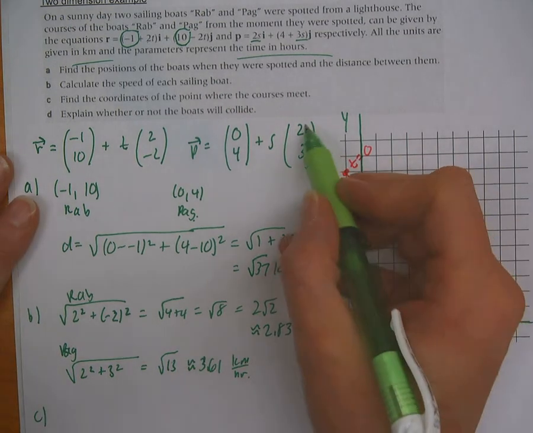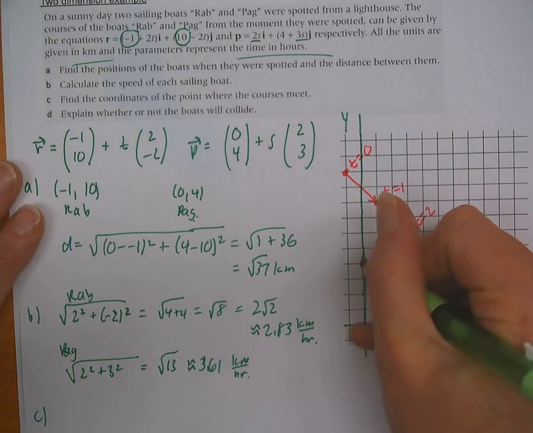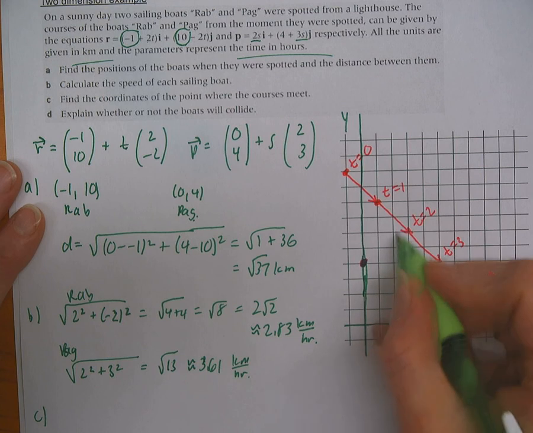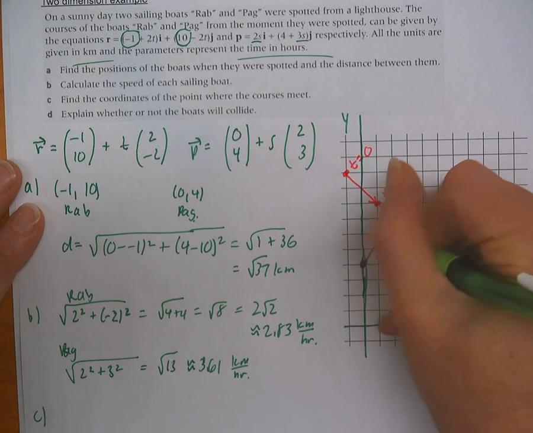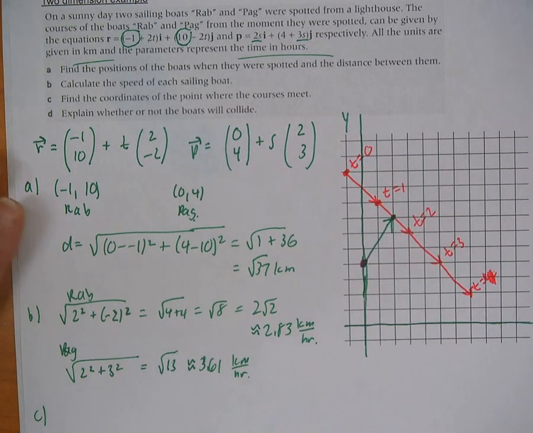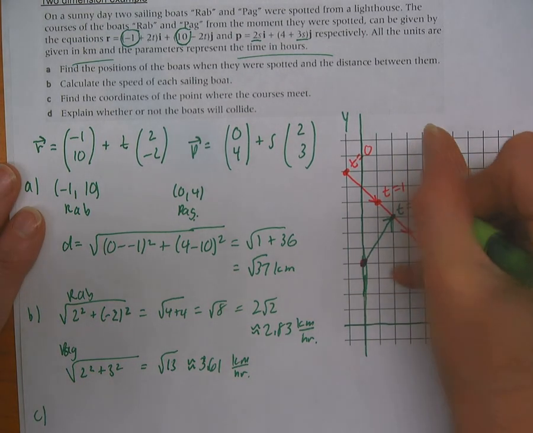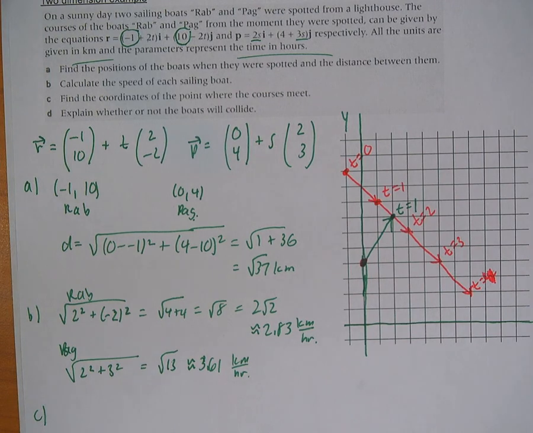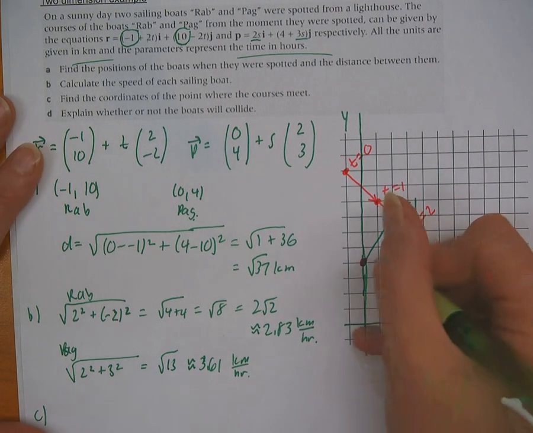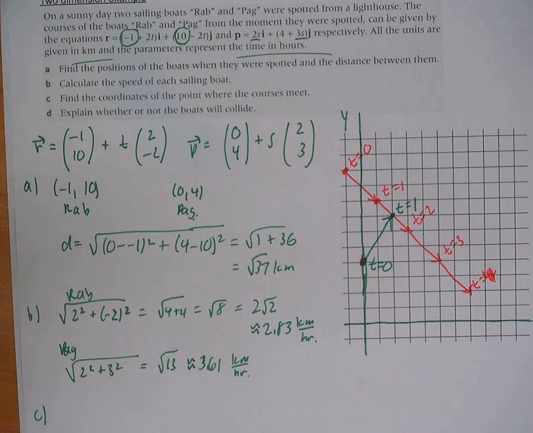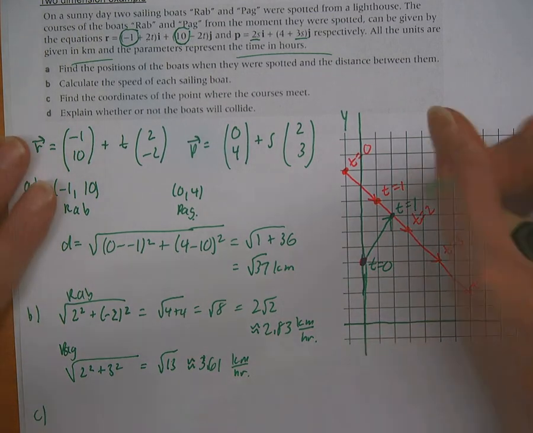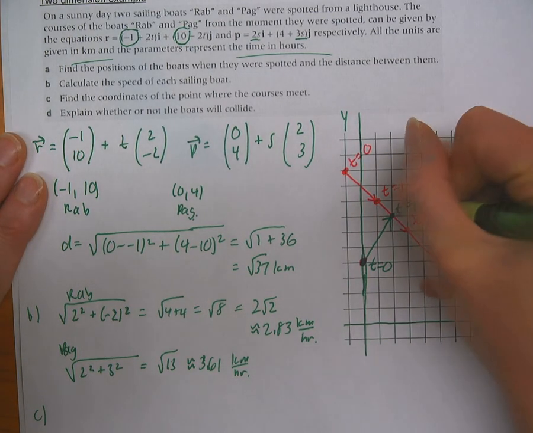And this one has right 2 up 3. Right 2 up 3. So it looks like our intersection point is going to be right there, whatever that point is. That seems to be where, well, actually, it's not an intersection point. We'll talk about that. The paths cross. The path of PAG and the path of RAB intersect at that point there.